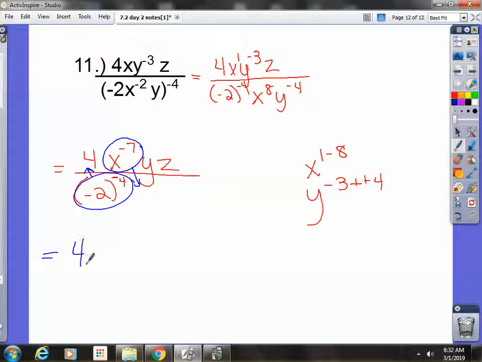So 4 is still there. And now I have negative 2 to the positive 4 power. I have a y and a z. In the denominator, I have x to the 7th. Okay, so what is negative 2 to the 4th power? 16. So what's 16 times 4?